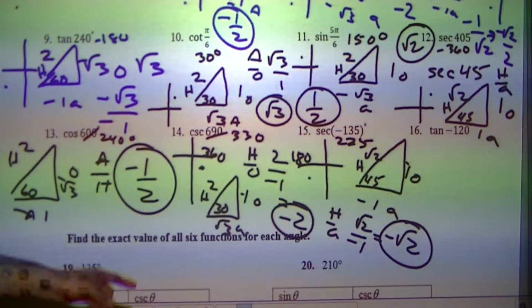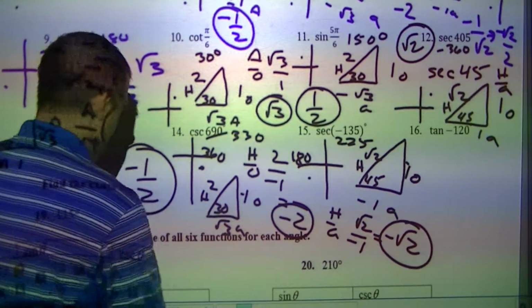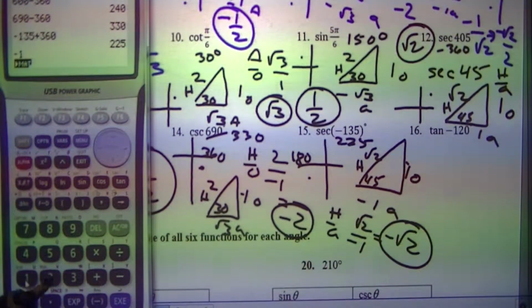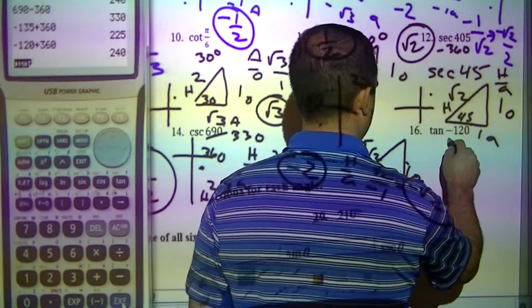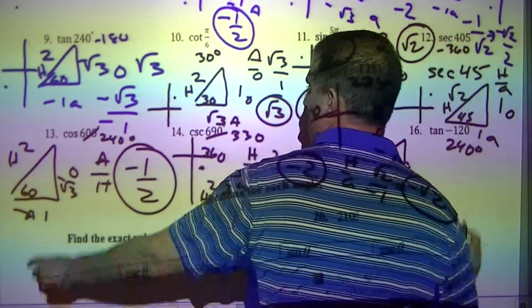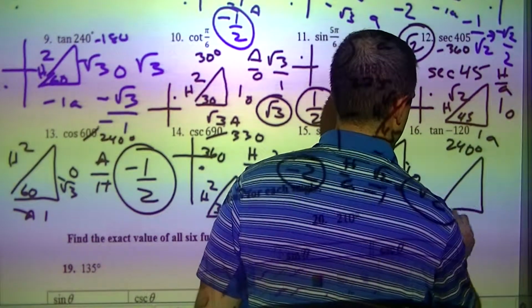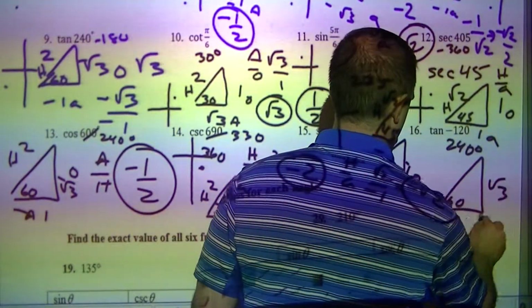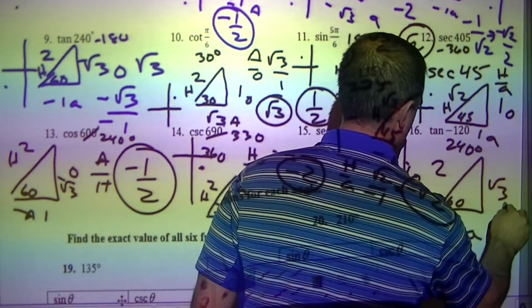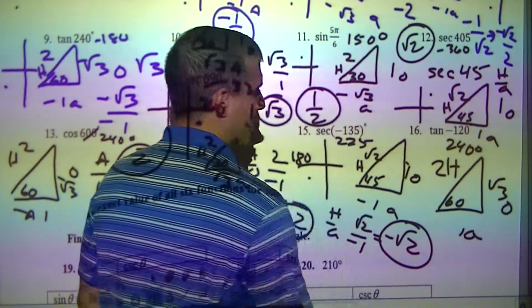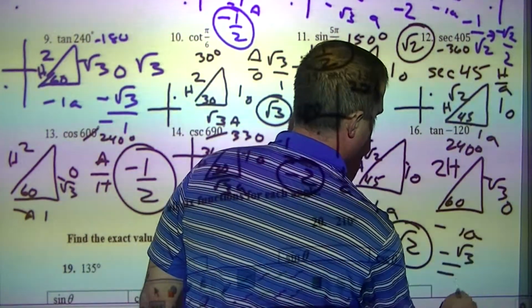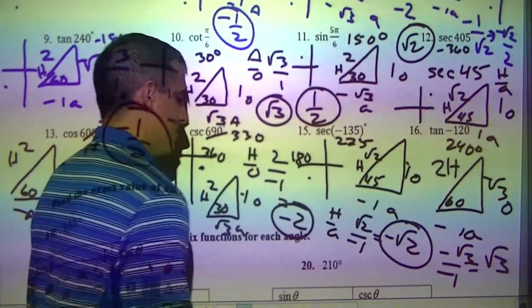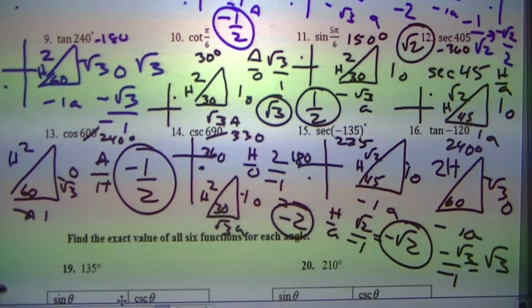Same thing, tangent of negative 120. Tangent of negative 120, I'm going to add 360. And that's going to be 240. Very common in this. All right, so that's 240 degrees. Just like this triangle right here. Tangent is O over A, both of those are negative. Negative square root of 3 over negative 1, which stays square root of 3. All right, both of those are going to be like that.